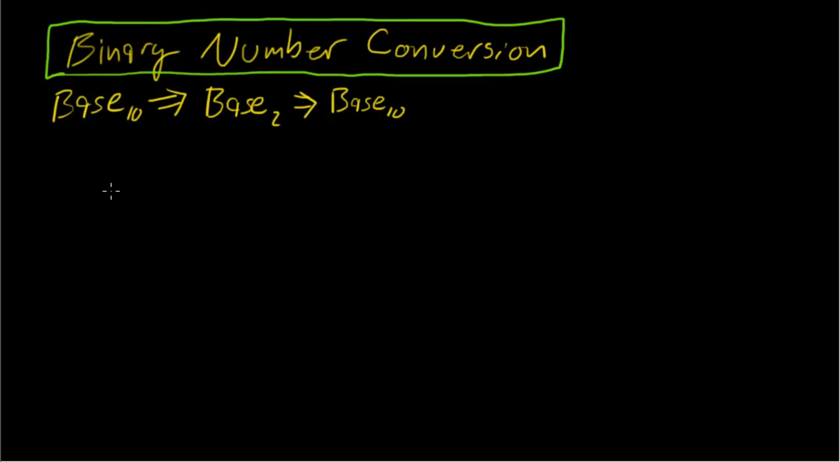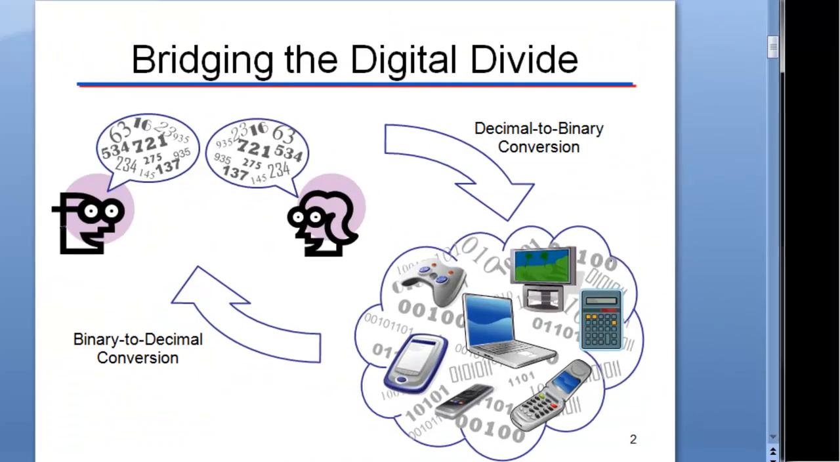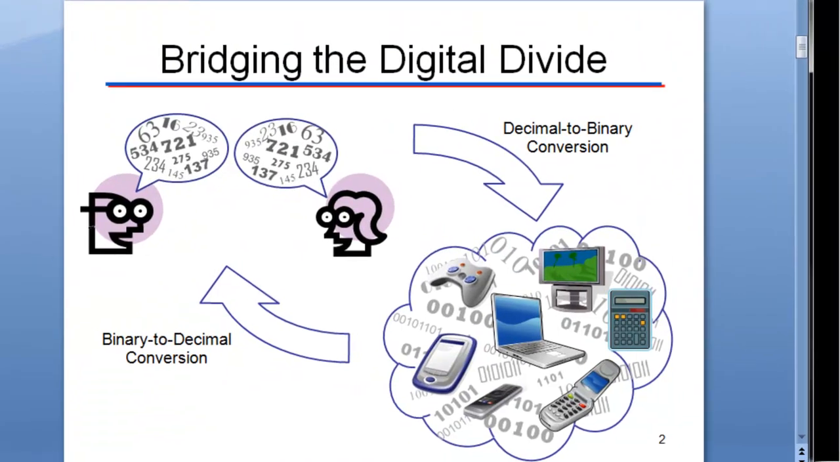In our last video we talked about how to actually read binary, and in this one we're going to look at converting numbers from base 10 to base 2, or from base 2 to base 10. What I would point out is that we have to be able to bridge the digital divide. We have to convert base 10 numbers into binary, and then binary has to convert back to base 10, something that we actually understand.